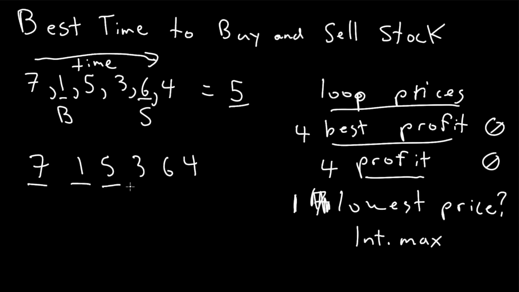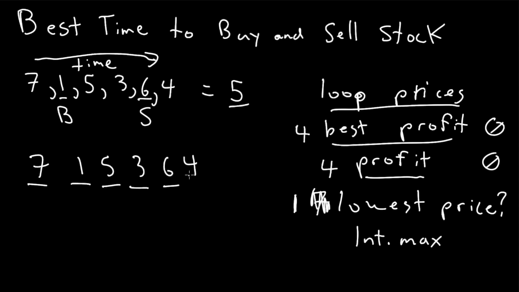And as we get to the 3, we're going to look to see what our lowest price was. So our lowest price is still 1. And we're going to say, okay, if we sell it today at 3 and the lowest we've seen is 1, that would give us a profit of 2. It's not better than any of these profits, so we're going to keep the existing profit.